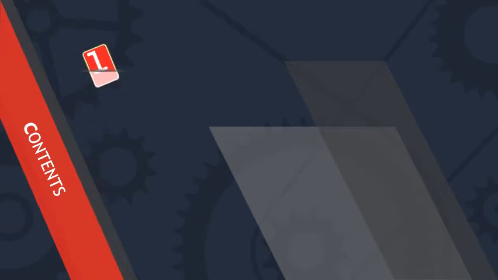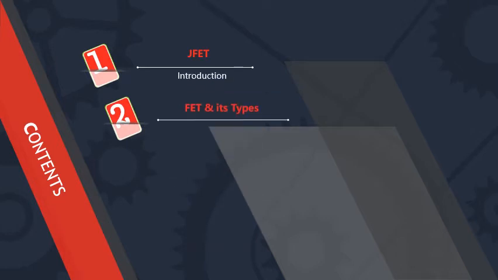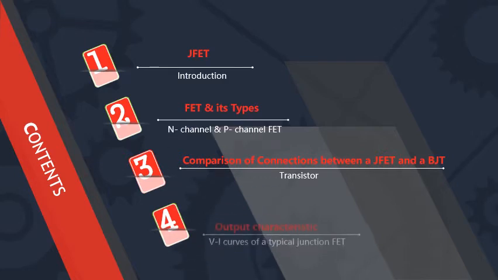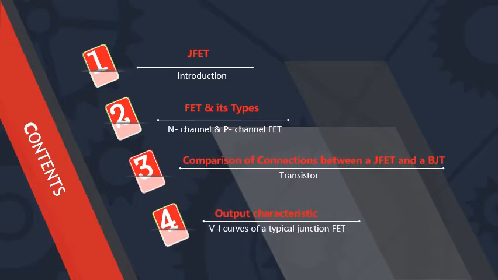In this lecture, we will study what is junction field effect transistor, in short JFET. FET and its classification, means field effect transistor and its type. After this, comparison of connection between the junction field effect transistor and bipolar junction transistor. After this, we will move on to the output characteristics or the VI curve of a typical junction field effect transistor.